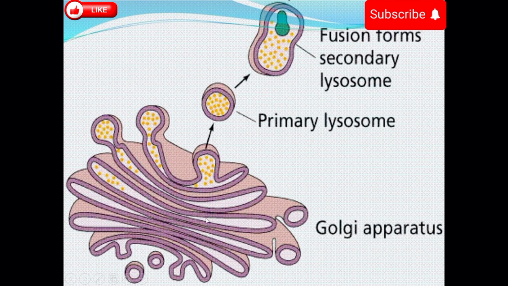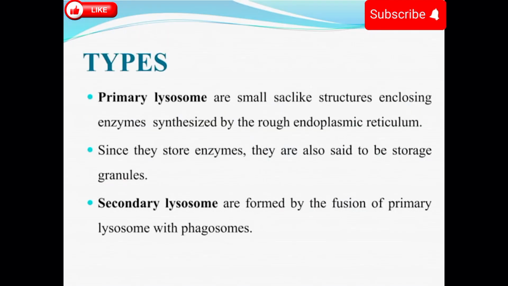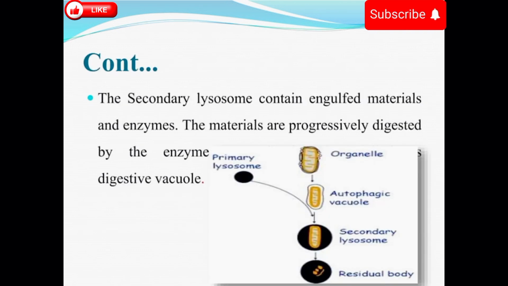So for example, this is the Golgi apparatus in which the lysosome is budding. The lysosome created from the Golgi apparatus is known as a primary lysosome. With the passage of time, it is converted into a secondary lysosome, which is the mature form. Types of lysosomes: primary lysosomes are small sac-like structures enclosing enzymes synthesized by the rough endoplasmic reticulum. Since they only store enzymes, they are also said to be storage granules. Secondary lysosomes are formed by the fusion of primary lysosomes with phagosomes and contain engulfed material and enzymes.